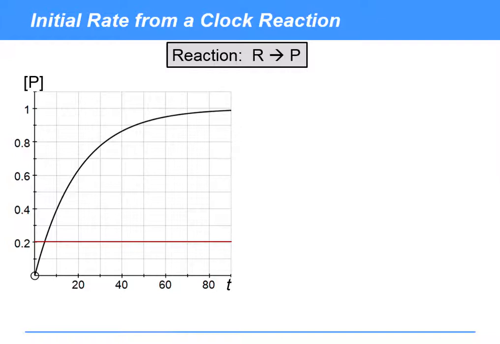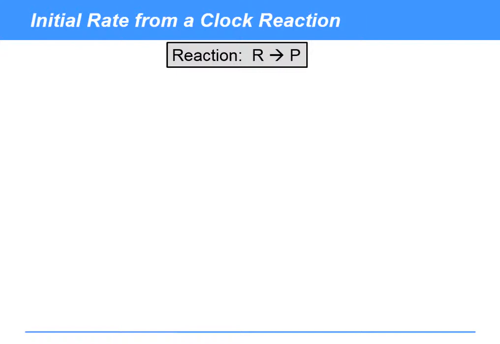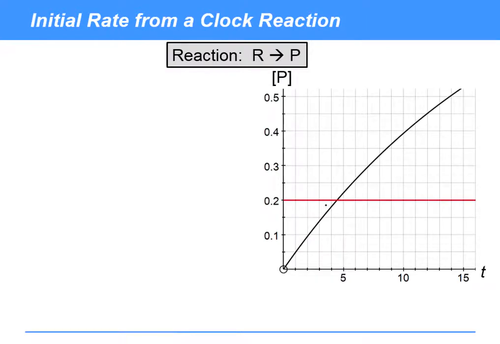Okay, how do we actually get the initial rate from a clock reaction? Well, imagine we've got the product forming over time, and then this concentration here is where the product is visible. So we get a color change at this red line, this threshold or critical concentration. So imagine that at a concentration of 0.2 moles per decimeter cubed, something happens. Let's just zoom in on that area.